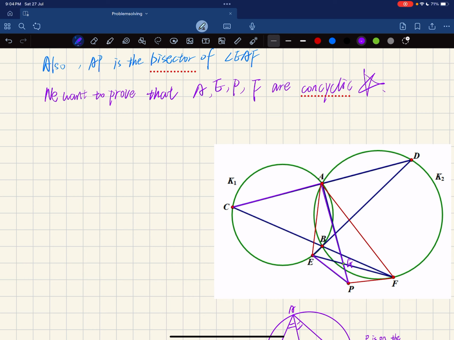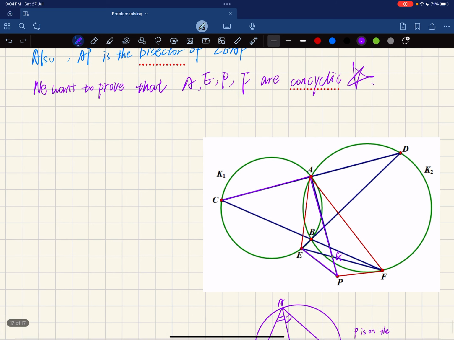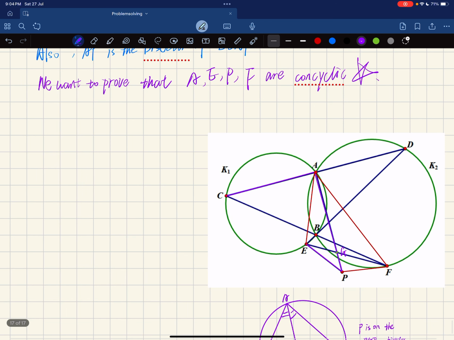One is to prove that for the opposite angles, their sum is 180 degrees, right? So how can we get the number 180? Actually, it is not easy to get. So how can we get the things?